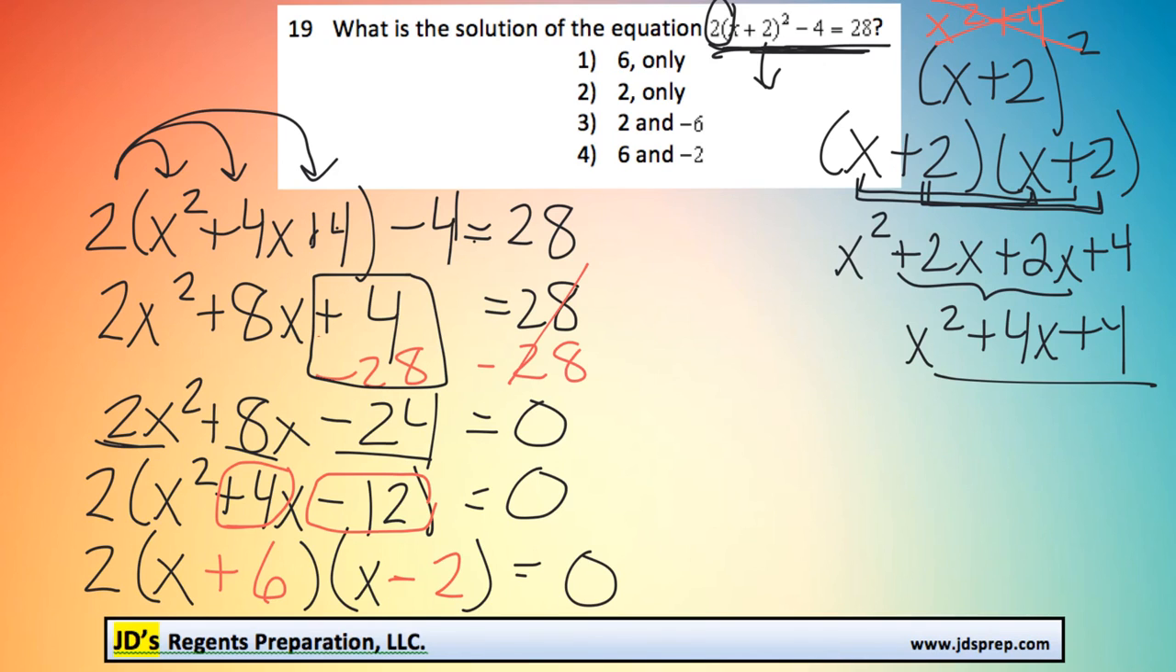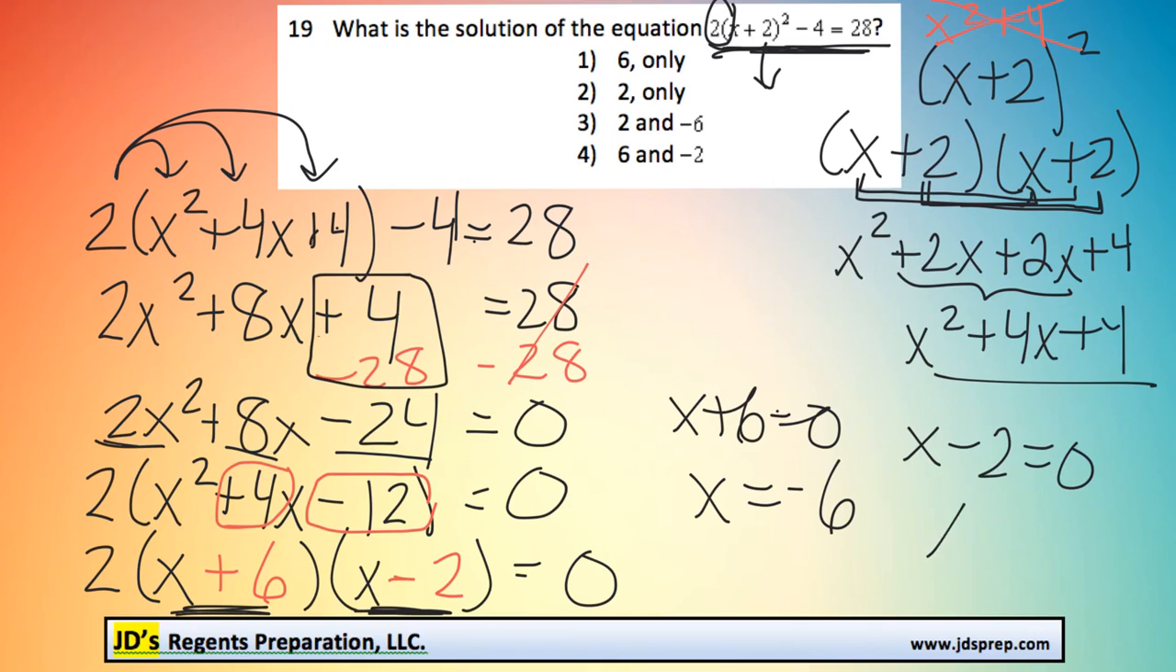Okay, so now that we're at this point, we know that x plus 6 has to equal 0, and x minus 2 has to equal 0. So if x plus 6 equals 0, that means x should be negative 6. Or if x minus 2 equals 0, that means our x value must be 2. So we can see in our list of answers that the correct one is option number 3. x equals 2 and negative 6.